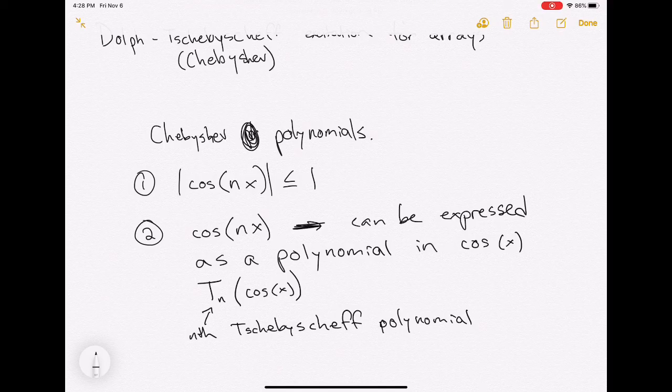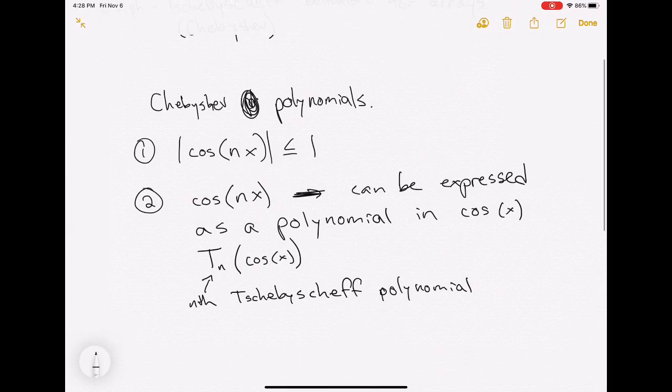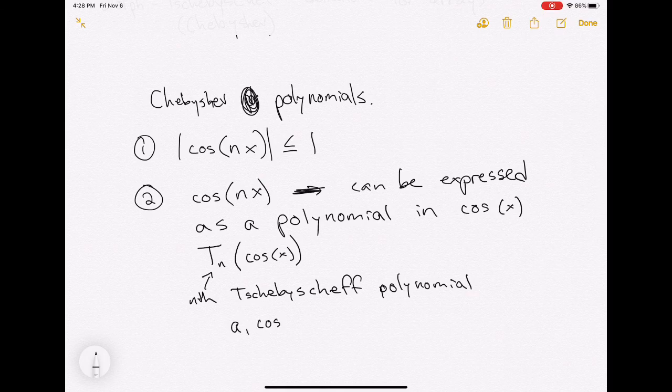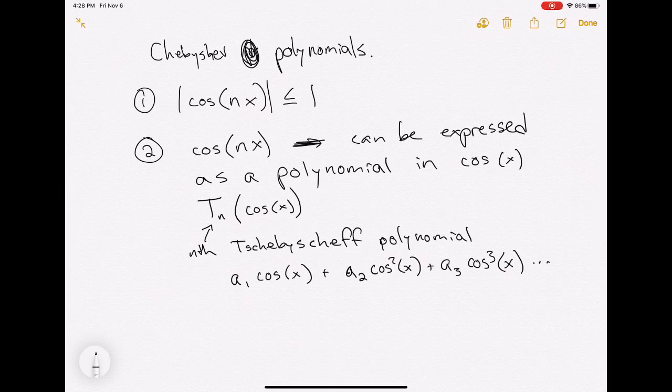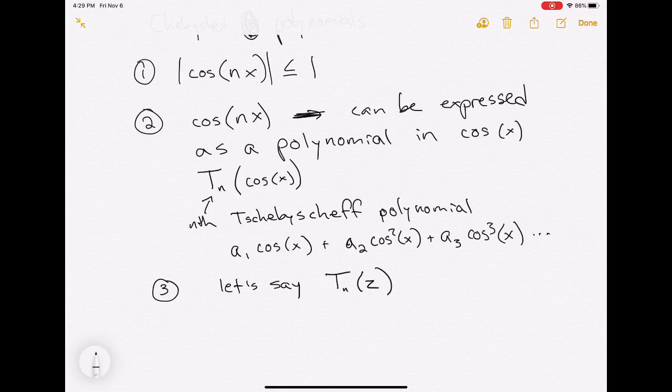Now, putting the argument cosine x into this polynomial means that you end up with something that has some coefficients on powers of cosine of x. And so on. But what if we put a different variable in there? Let's name it z. So because of point number 1, for the region where the magnitude of z is less than or equal to 1, and this is for real z, so that's z between plus and minus 1.